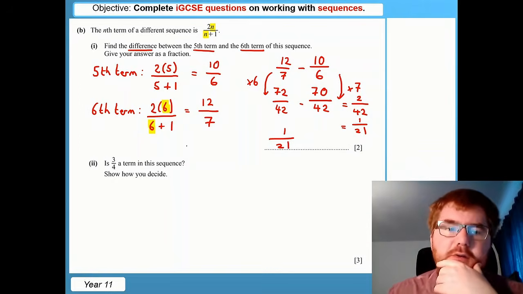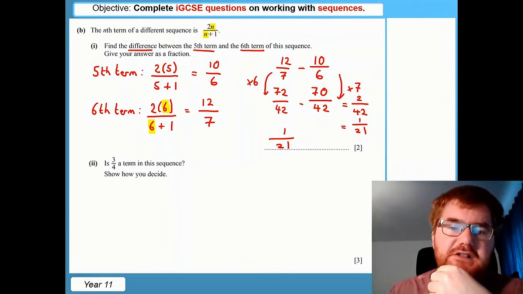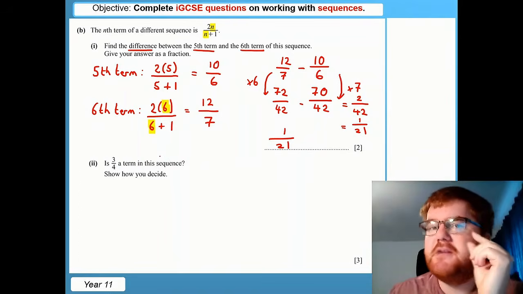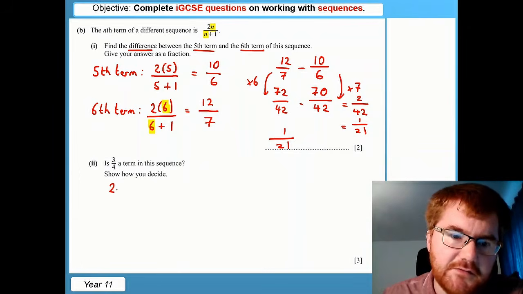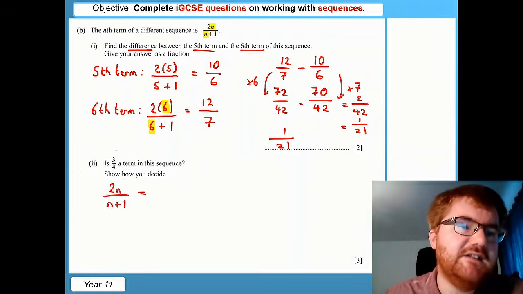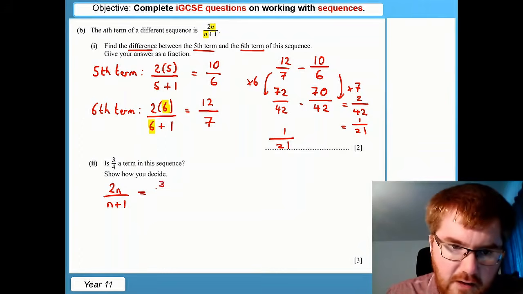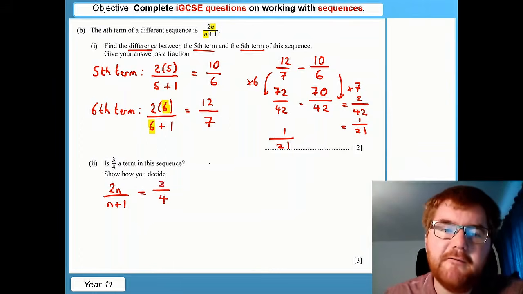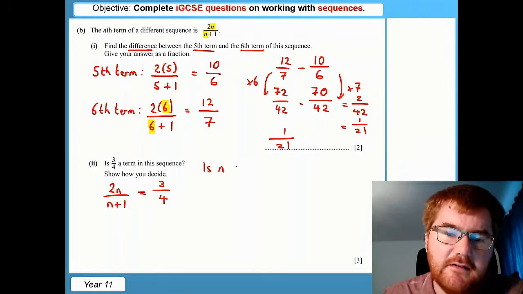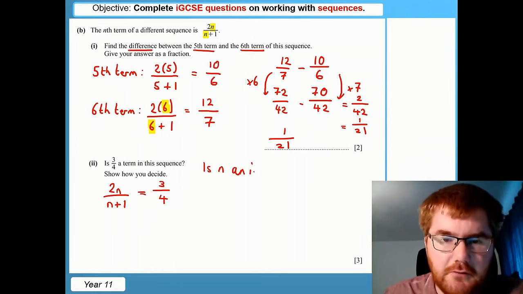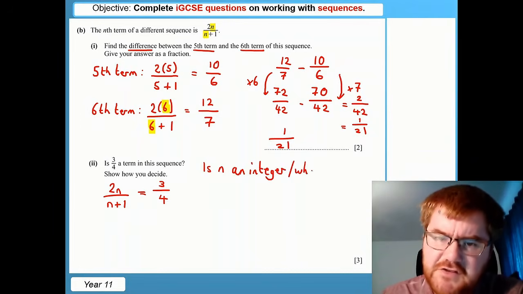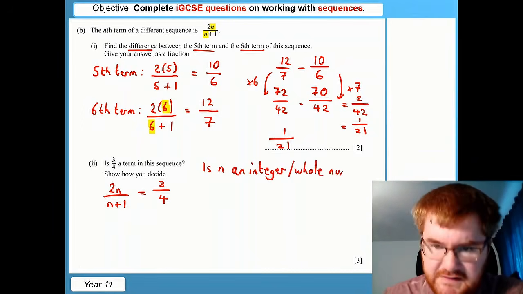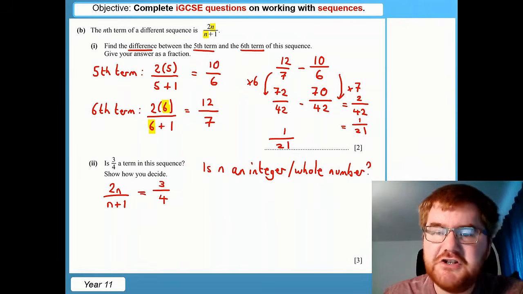Now on to the last question here: is 3/4 a term in the sequence? Now the way we generally do this is as follows. We take the nth term, so 2n over n plus 1. We make it equal to the number we're looking for, so 3 over 4. And then we want to find, is n an integer or a whole number? If it's a whole number, it's in the sequence. If it's not a whole number, it's not in the sequence. So that's our strategy here.